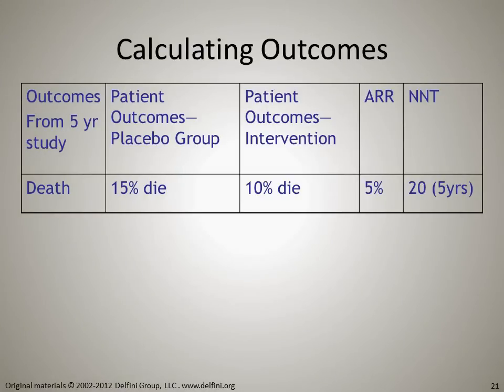Let's review in preparation for a little exercise. Here we have mortality outcomes for a 5-year study in our fictitious example. 15% of patients die in the placebo group, and 10% die in the intervention group. We subtract 10 from 15 for an absolute risk reduction of 5%. 5 goes into 100 20 times, so we have an NNT of 20.